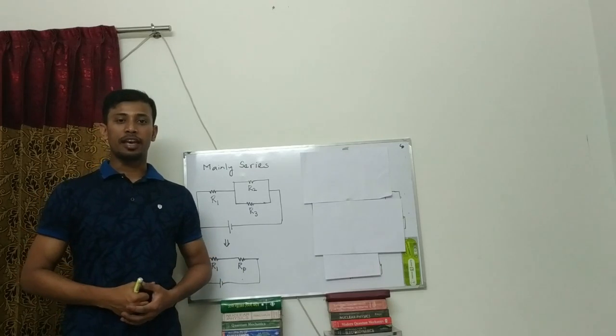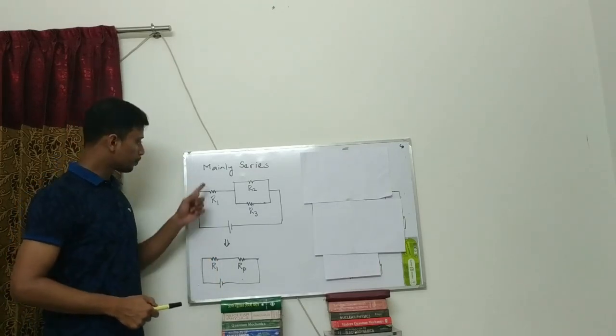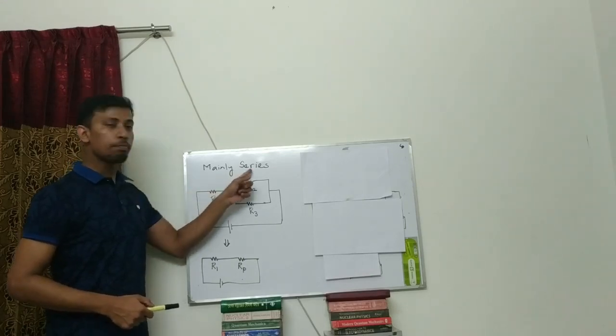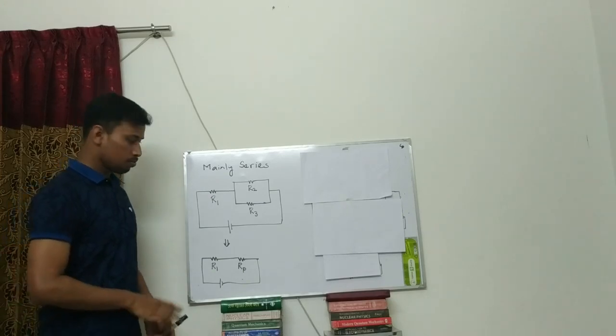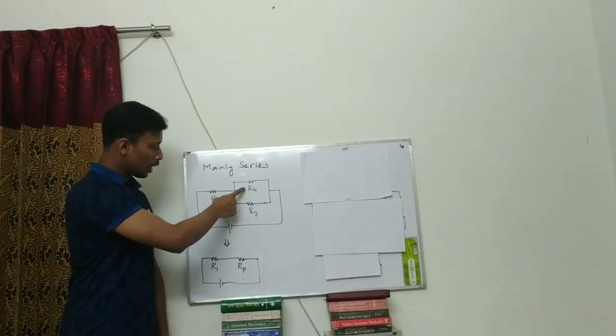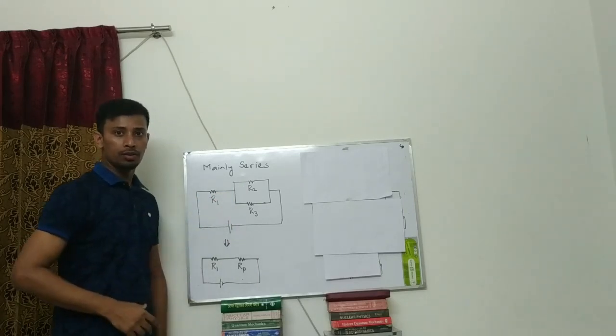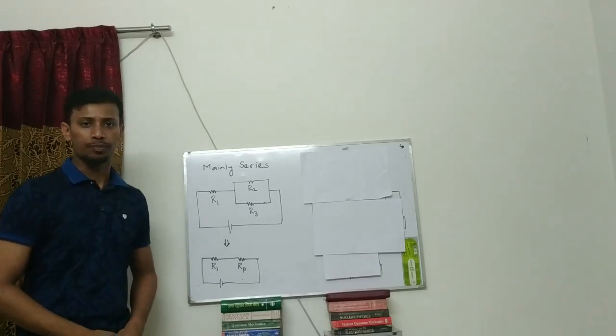Let's start discussing the mainly series circuit. If you look at this circuit, this is the mainly series circuit. Obviously you know it as a mixed circuit. We have R1 in series and we have R2 and R3 in parallel. So we have a parallel here. So why is this circuit a series circuit?